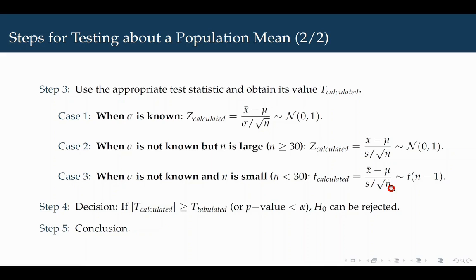Then once we determine the calculated test statistic and that of the tabulated value, next, to make a distinction, we need to compare the absolute value of the calculated test statistic and that of the tabulated value. So in absolute value, if the calculated value is greater than or equal to that of the tabulated value, or if the p-value is less than the specified significance level, in that case H0 can be rejected, and we call that the test is significant. Then based on the decision whether H0 is rejected or not, finally we will have a conclusion.